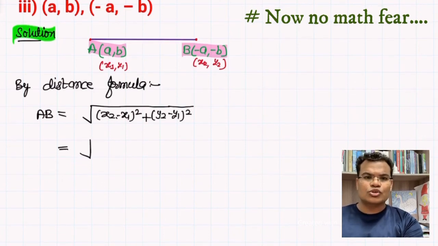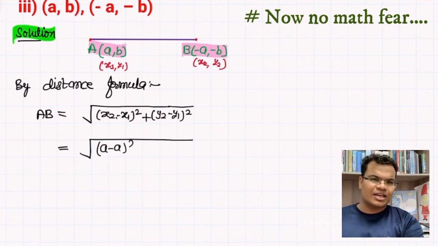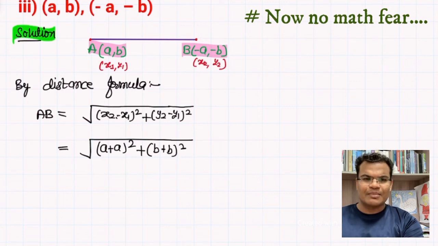Under root, x2 is minus a, so I'll put here minus a, but I can see if I put here x1 minus x2, that will be no problem. Can I put here x1 minus x2: a plus a, whole square, plus b, and minus b will become plus b.